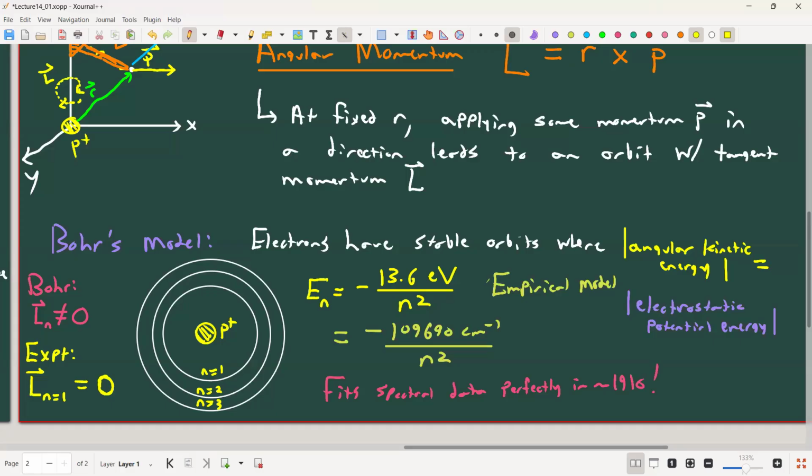This is an incredible achievement from Bohr. Bohr won the Nobel Prize for this, amongst other things. It's really, really clever that he came up with this model. But it gives us a good start to think about the hydrogen atom, but it's fundamentally incorrect.